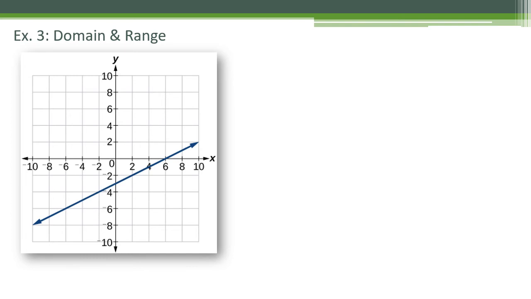Our next example, still find domain and range. This is a line, this is linear, and it has arrows on the end already, we don't have to add those. So domain and range. Domain, left and right. Those have arrows on the end, meaning it's going to keep going up and keep getting wider. And as I go to the left, it's going to keep going down and keep getting wider.